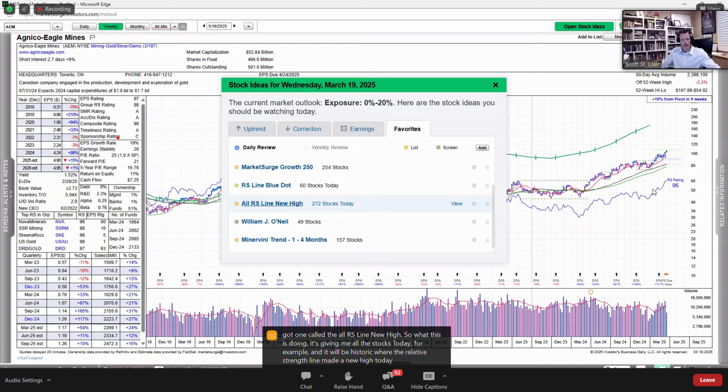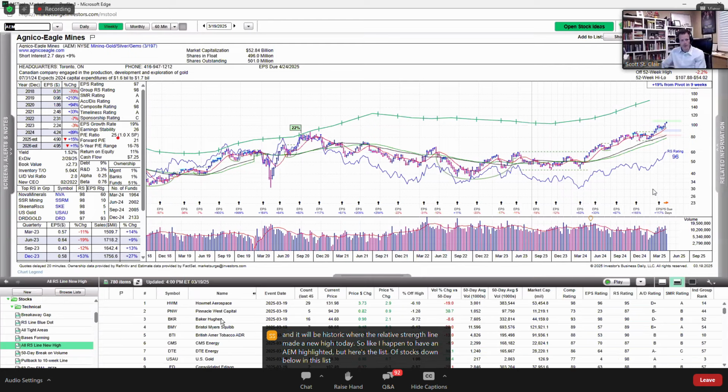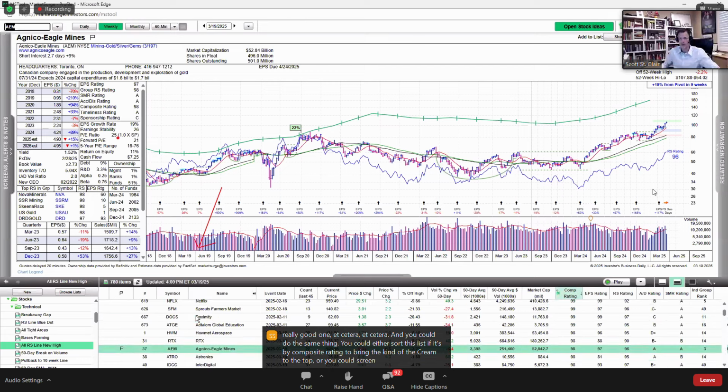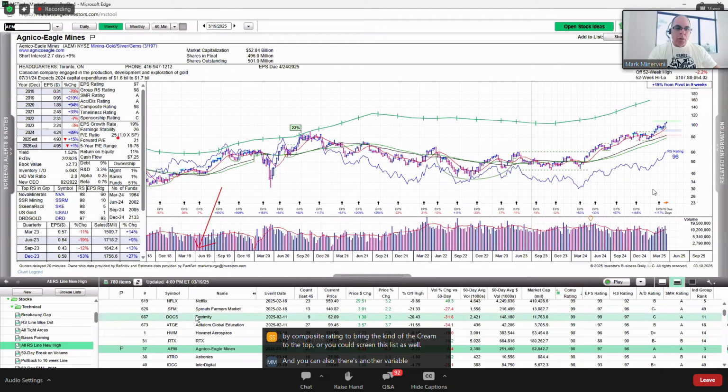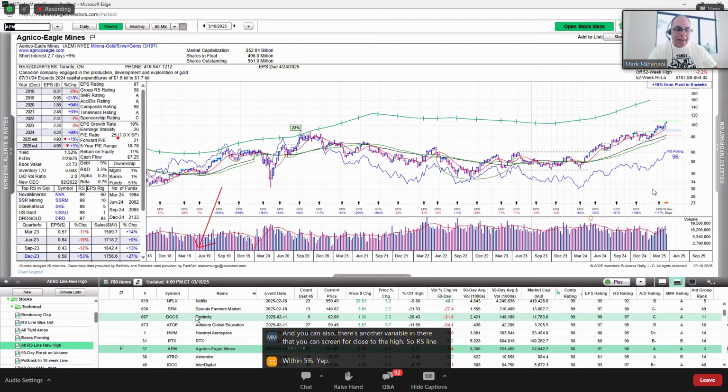I happen to have AEM highlighted, but here's the list of stocks down below in this list panel, Howmet, which has been a really good one, et cetera. And you could do the same thing. You could either sort this list by composite rating to bring the cream to the top, or you could screen this list as well. And there's another variable in there that you can screen for, close to the high: within 5% of the RS line high. Yep, 5%. So if you want to get a heads up on it, that will have a lot more names. That's going to be more plentiful in the names.